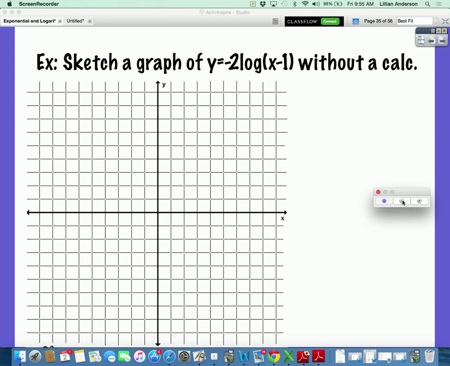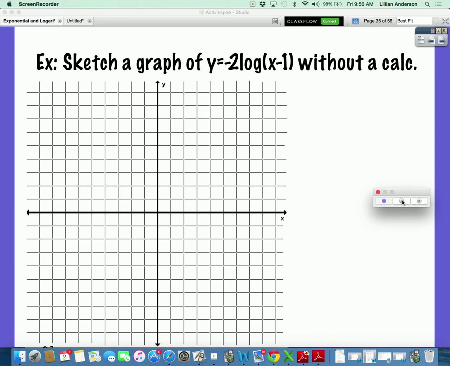You have to graph the function negative 2 log of (x minus 1). So what's happening to our original log function? It's going to the right one. It's being flipped over the x-axis, and then it's being vertically stretched by a factor of 2.